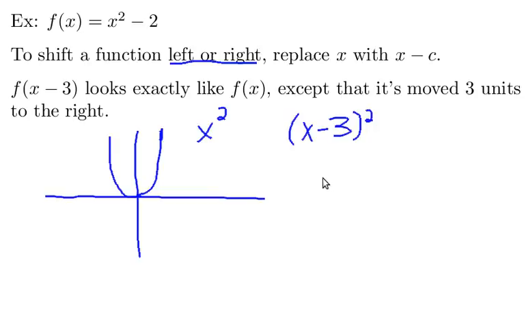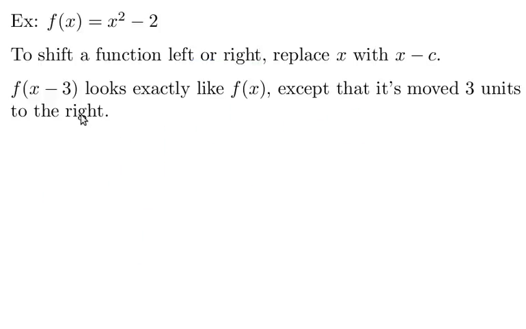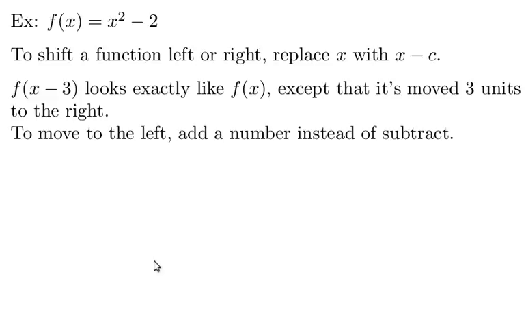But basically, at this point, you'd be better off understanding not so much exactly how it works, but just that f of x minus 3 moves to the right, not to the left. It's counterintuitive at first, but that is the way it does work. So if you want to move to the left, add a number instead of subtract. So if you want to move it to the left 3, you do x plus 3, and that'd move it to the left.